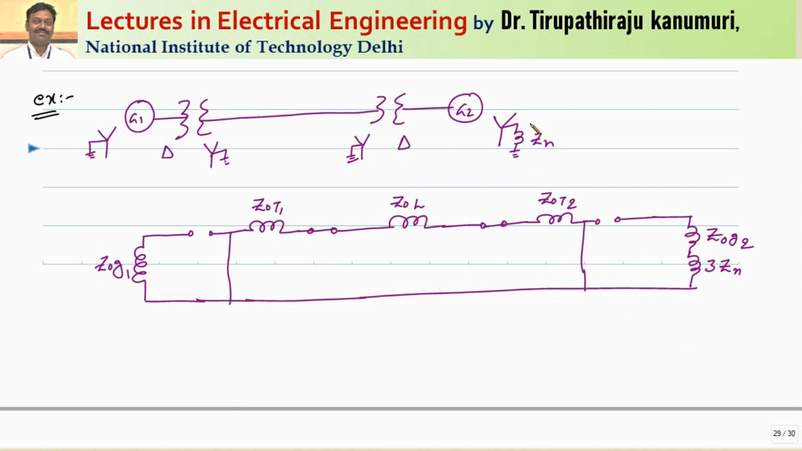Let us assume this generator is not connected to ground. In that case, here it will act as an open switch. For the case of the generator also, it will act as an open switch here, because the neutral is not connected to ground, so zero sequence current cannot pass.